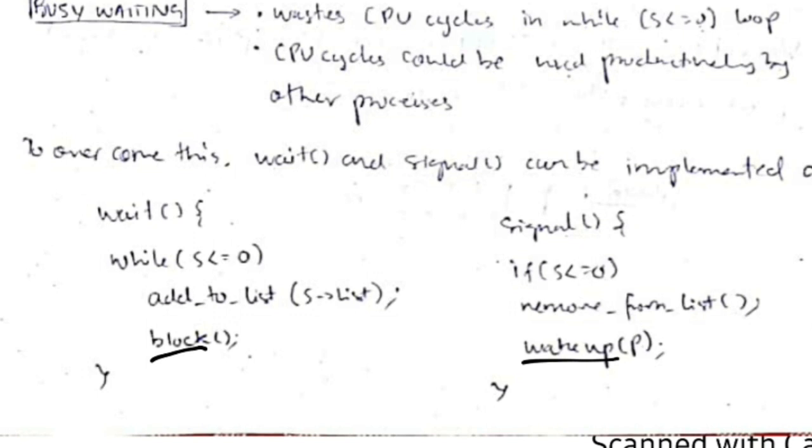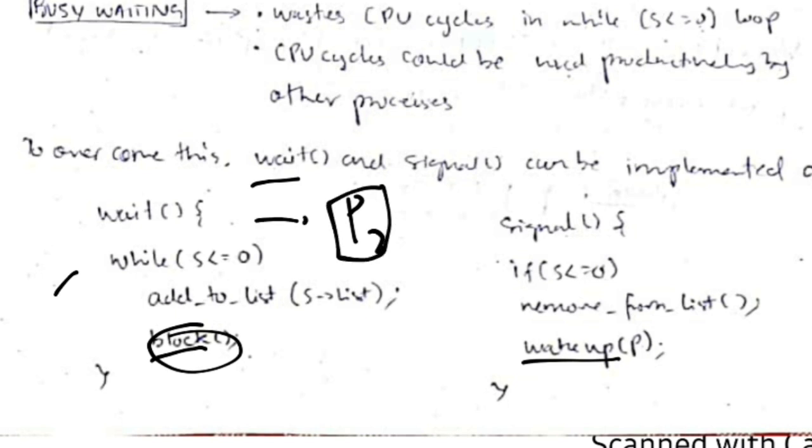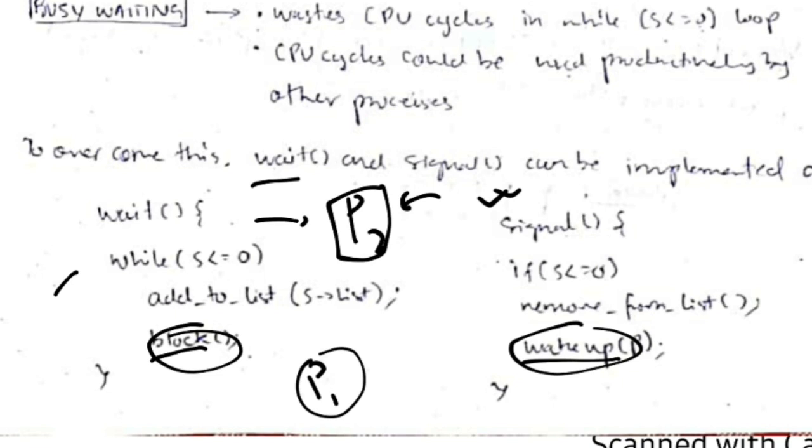So what will happen if a process comes to wait? At that time it will not execute the while function, but it will execute the block function. What will it do? It will block the process which came here. Okay, so it will not be executing the while function, but it will be blocked. So it will save a lot of CPU cycles needed for executing the while function. And then when the process gets its critical section over, at that time the signal will be called and it will call the function wakeup. What will wakeup do? It will unblock the blocked process, so that the next process can be executed.